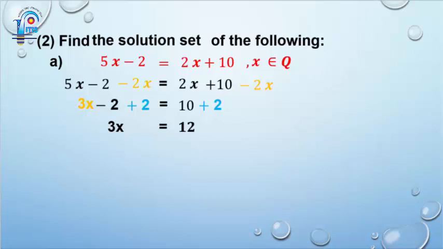Now I want to cancel the coefficient of x. The relation between the number and the x is multiply. The opposite of it is divide. Then I divide by 3 on both sides. Then x equals 4, which belongs to the rational numbers. Then the solution set equals the set of 4.